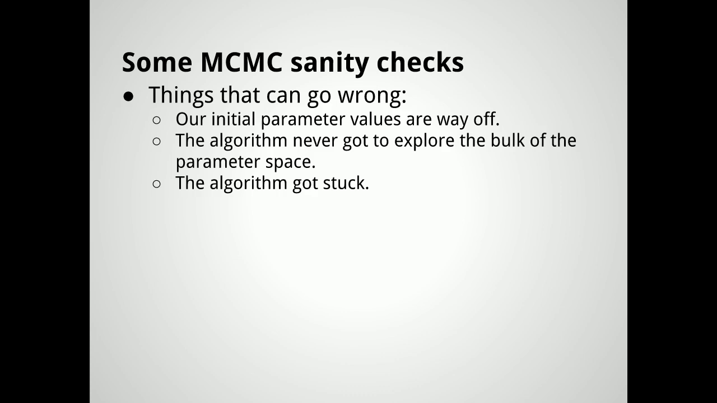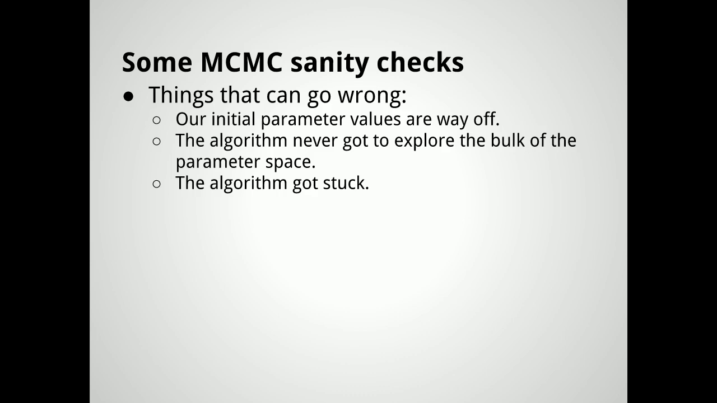For example, our initial parameter values might be way off. The Markov chain Monte Carlo algorithm has to start exploring the parameter space from somewhere, and if that somewhere is way off, it might just have wandered around in a low probability region and we stopped it before it really got to the bulk of the probability in parameter space. Or maybe the algorithm got stuck in a part of parameter space, which could happen, for example, if it got stuck in a local maximum.